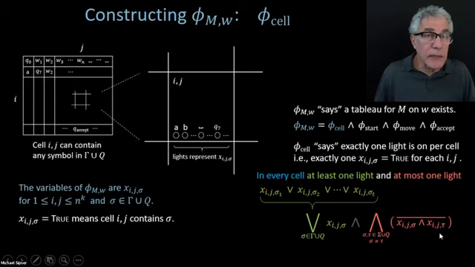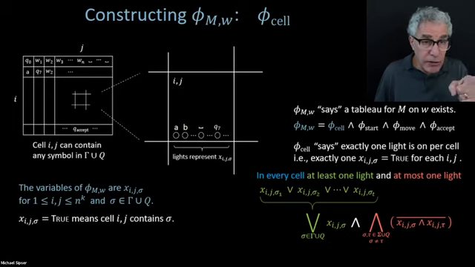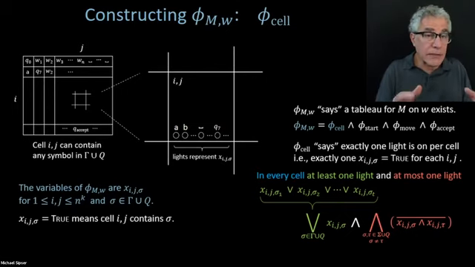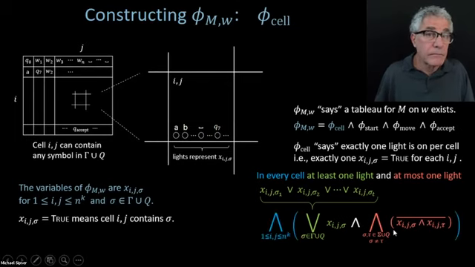I'm going to take these two formulas and AND them together. And this tells me in the cell ij, exactly one of the variables is true. Exactly one of the lights is on. And that's going to represent which symbol goes into that cell. And then I want to take the AND over all possible cells to apply that everywhere. So I do an AND for i and j ranging between 1 and n to the k to apply this logic throughout the picture.